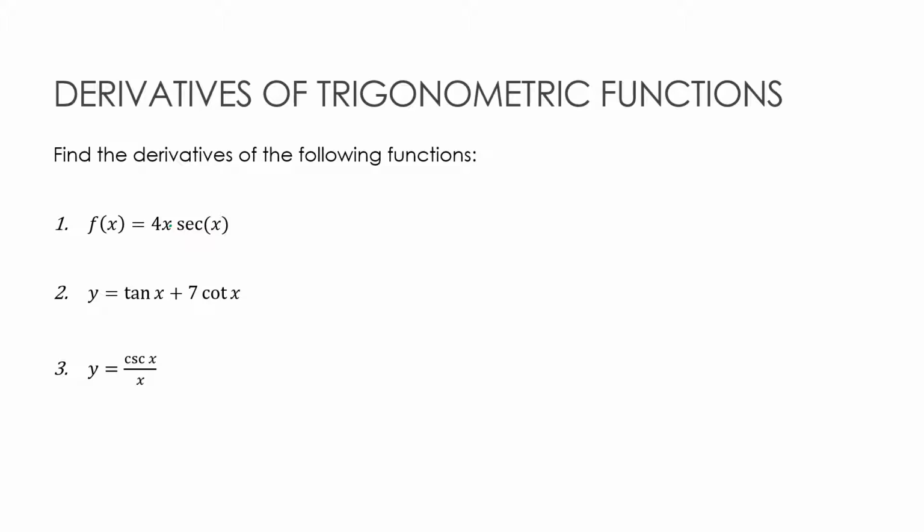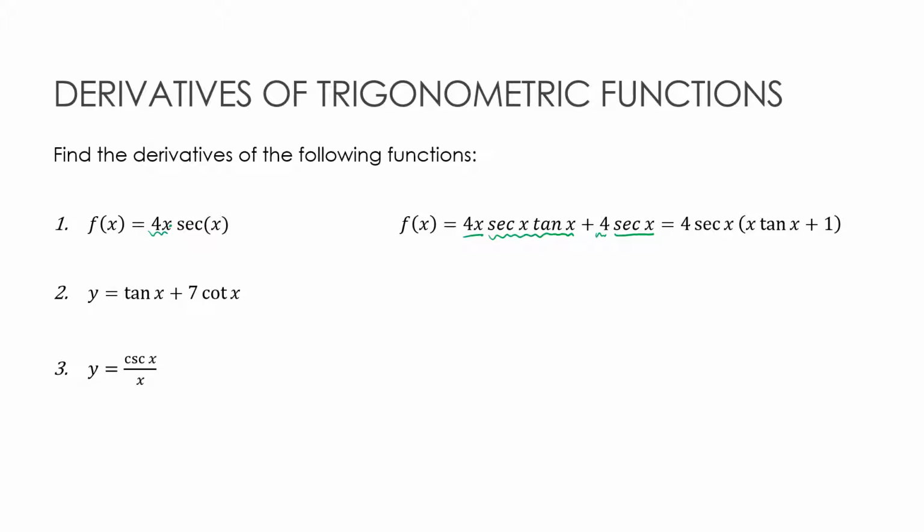So I'm going to use the product rule that says let's take the first times the derivative of the second plus second times the derivative of the first. So first times the derivative of secant, which is secant x tangent x, plus the second times the derivative of the first. The derivative of 4x is 4. So that's where that 4 came from.